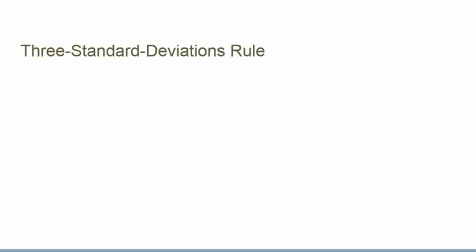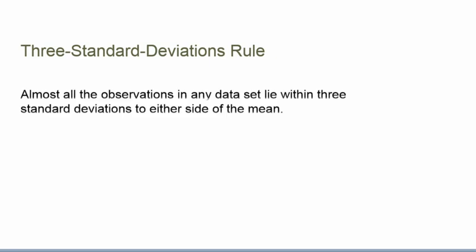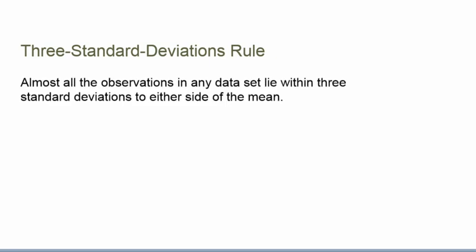3 standard deviations rule. Almost all of the observations in any data set lie within 3 standard deviations to either side of the mean.